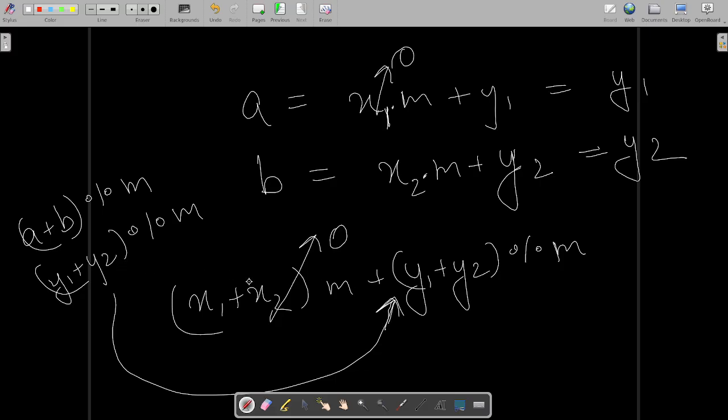Basically, if you add them first, the multiples of m get added, and when you take the modulo, it becomes 0. If you don't add first, they become 0 individually. So this is how the theorem holds.